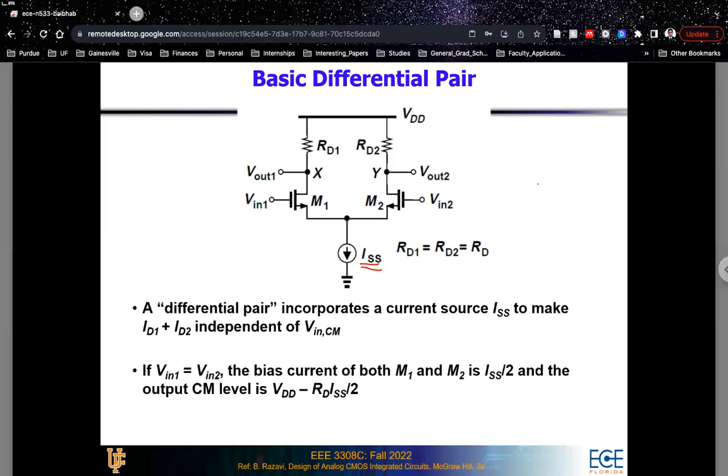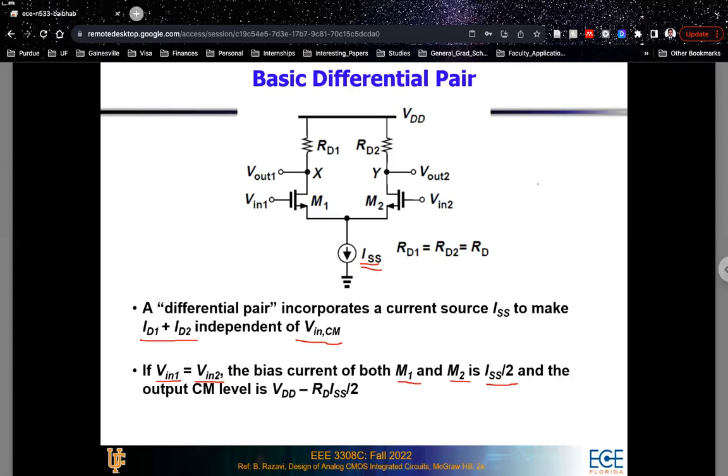Now, this differential pair will incorporate the current source ISS to make the total current flowing through the entire component independent of the input voltage. And why is that? That's because let's first assume that your input voltage 1 is equal to input voltage 2 in terms of DC. Then the bias current of both M1 and M2 will be equal to ISS over 2. Again, why is that? That's because your M1 and M2 are both identical, and your RD1 and RD2 are identical.